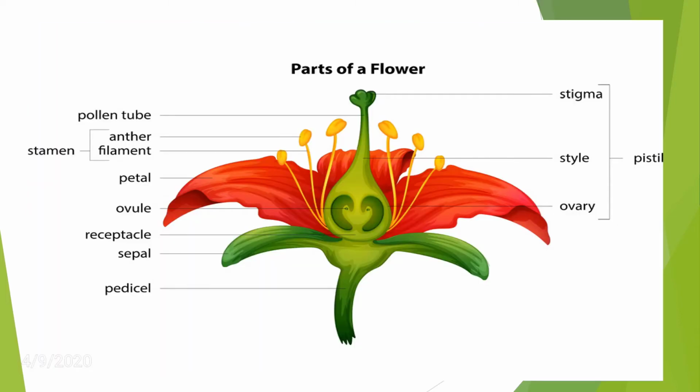You know that a flower has petals. If you carefully observe a flower, you will see the following parts. Stigma, style and ovary are the parts of the carpel, or the other name of carpel is pistil. Anther and filament are the parts of the stamen. Petals and sepals are also parts of a flower.